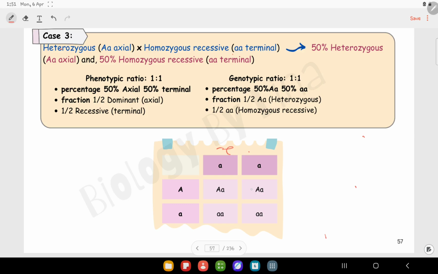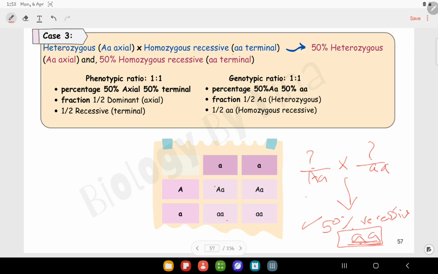What if the question asks about the ratio of heterozygous offspring to homozygous, or homo to hetero? It's 1 to 1 because half of them are hetero and half of them are homo. So don't forget, if you get 50% of the offspring recessive and you have two unknown parents, you should directly say that one of the parents should be recessive and the other one should be hetero. Because if you put homo with homo, all of the offspring will be hetero. We can't get half of them with the recessive trait.